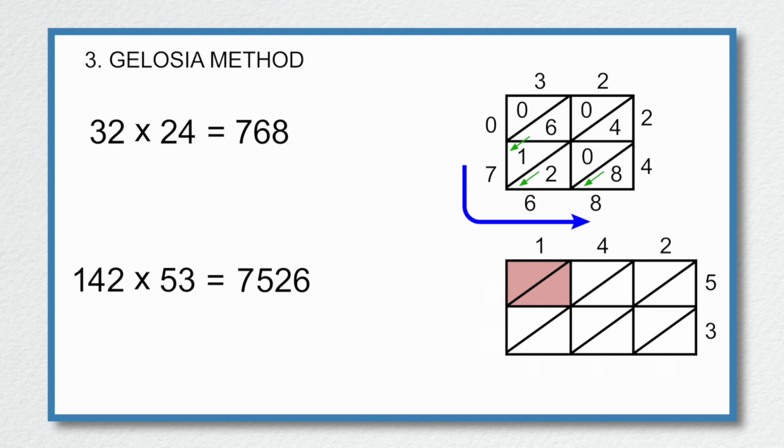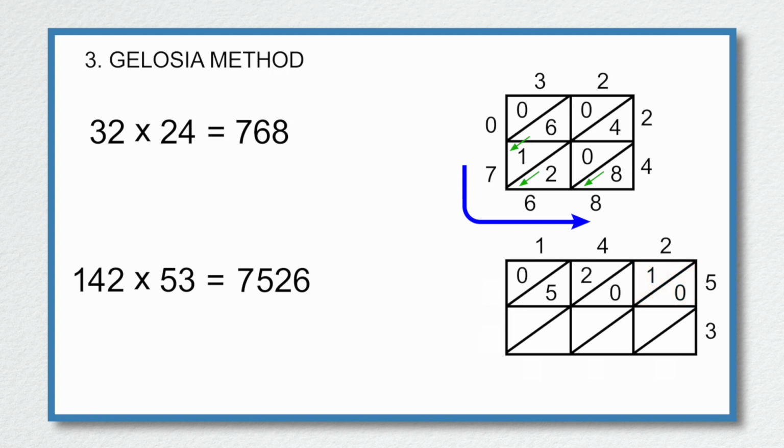1 multiplied by 5 is equal to 5, so I write down 0, 5. 4 multiplied by 5 is equal to 20. So we write 20 like this. We write 2 in this part of the grid this time and 0 here. 2 multiplied by 5 is equal to 10. So we write the 10 down.